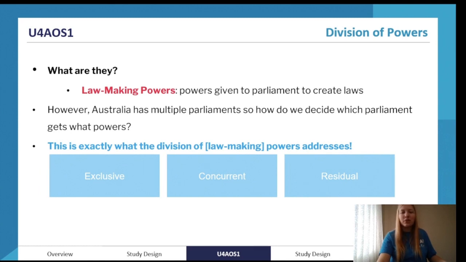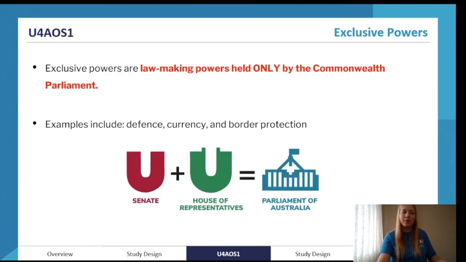These are exclusive, concurrent, and residual powers. Having a look more in depth, exclusive powers, the title is so self-explanatory. They are exclusive to the Commonwealth Parliament. Only the Commonwealth Parliament can legislate in these areas. The states can absolutely never legislate under any circumstances in these areas. Exclusive powers are usually specifically noted or entrenched in the Constitution that the Commonwealth has those powers. That's something else that you need to know.